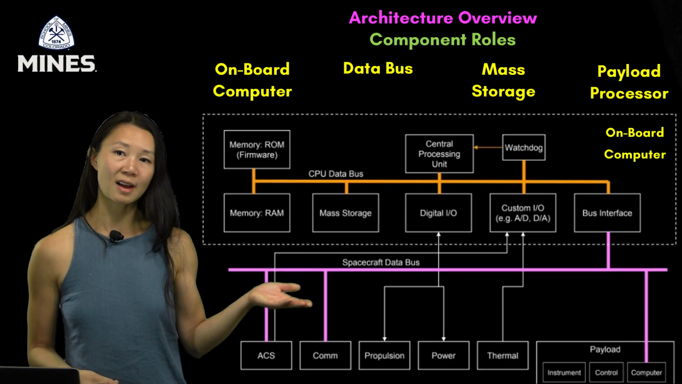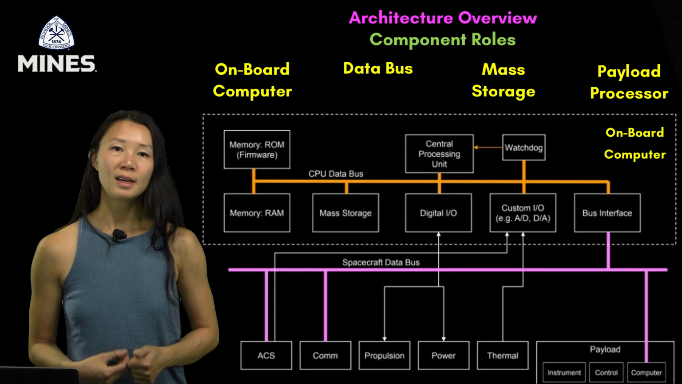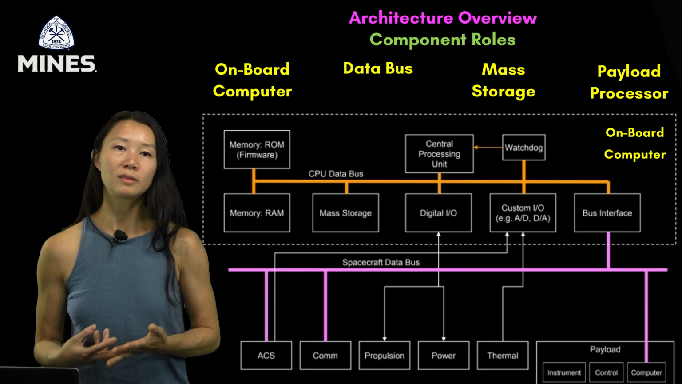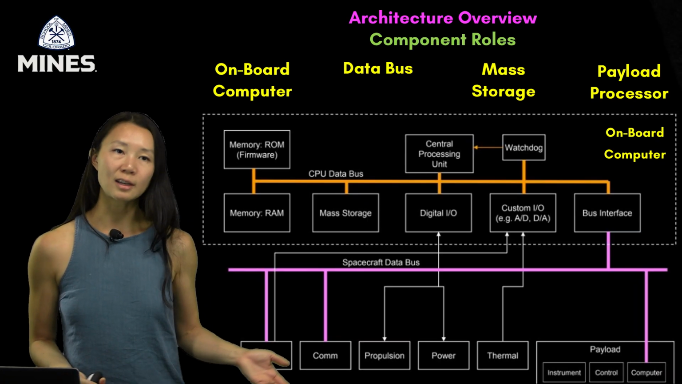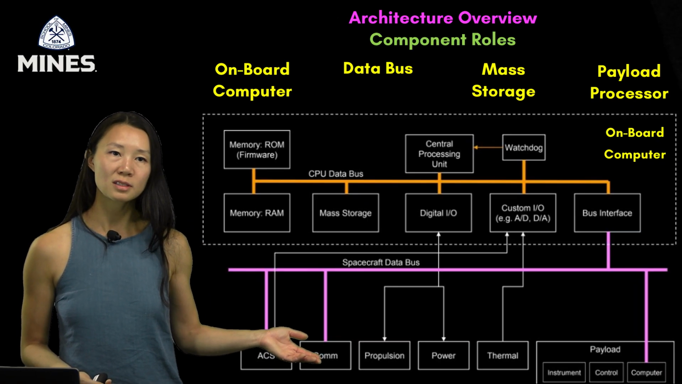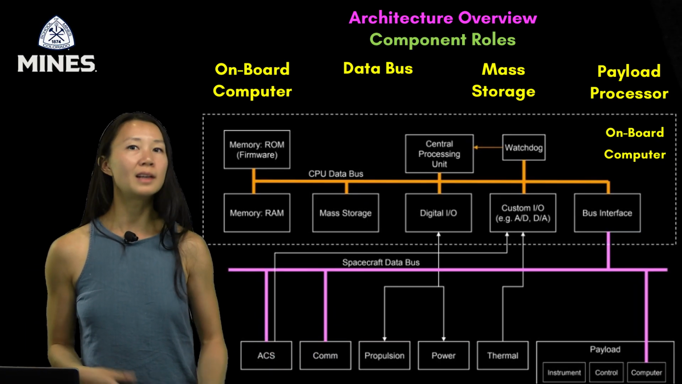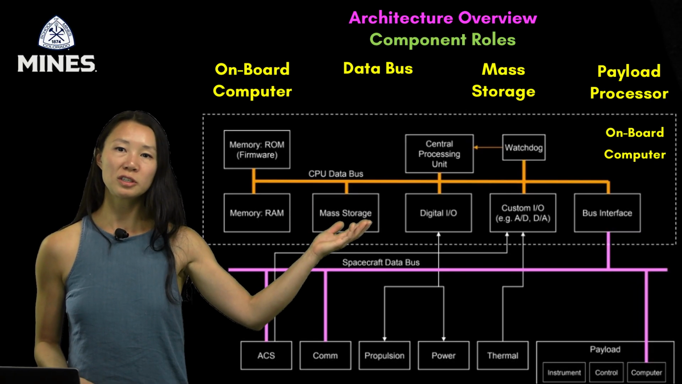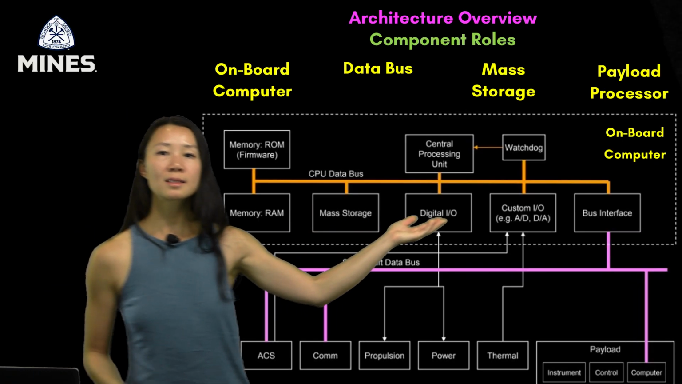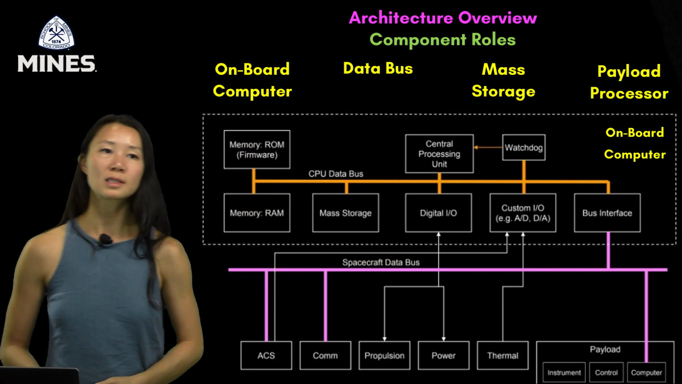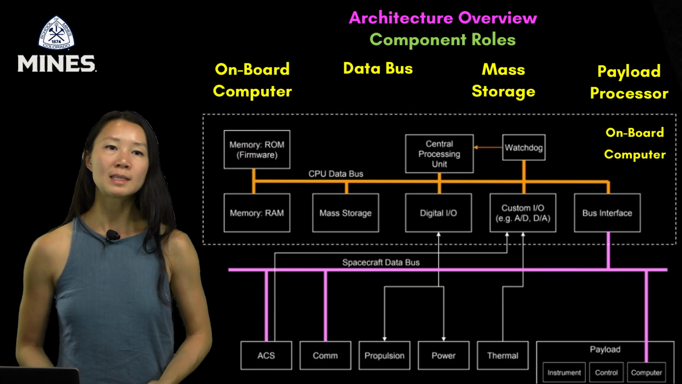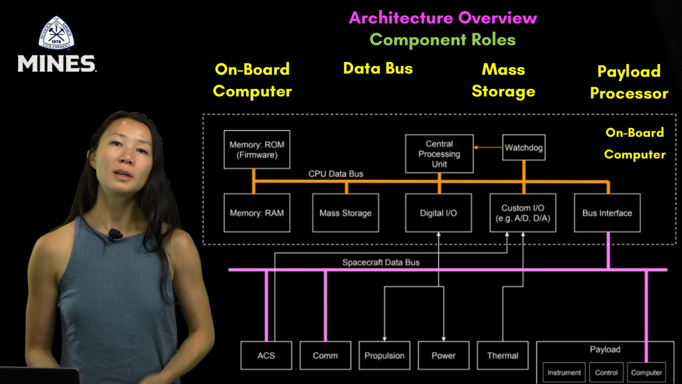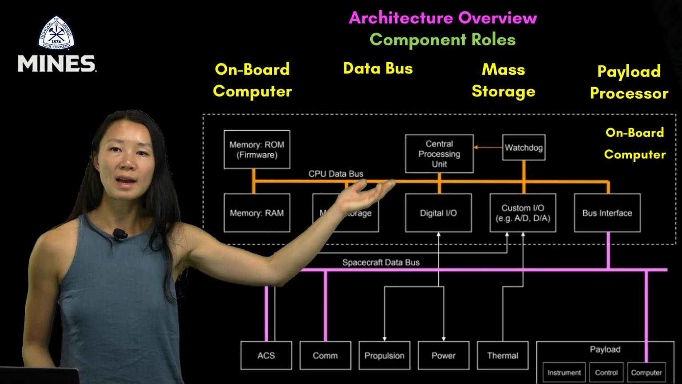Next is the spacecraft data bus, shown in pink, that connects the OBC to the rest of the spacecraft, like the attitude control system, the communications subsystem, propulsion, power, etc. The bus interface and I/O modules, like the digital input-output and custom analog to digital converters, help translate and transmit data between subsystems. Below the CPU, we have mass storage.